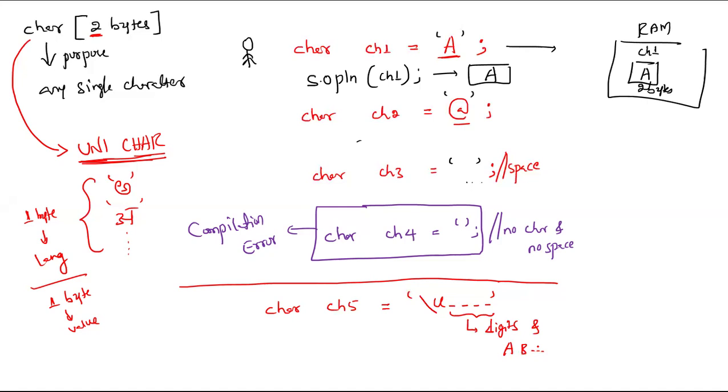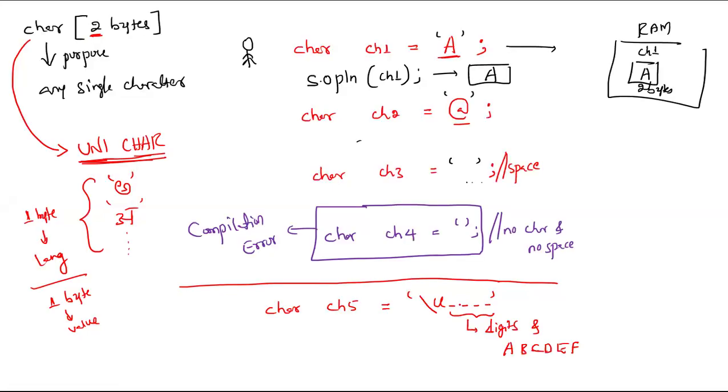It can be any combination of digits from 0 to 9, and then alphabets from A to F. We can use anything in place of this. For example, if you are using char ch6 equals single quotes backslash u 00 something like 41, if I remember correctly, then this is the value that will give output of capital A. 42 is capital B, 43 capital C, like this. This is another format of storing character values in Java.